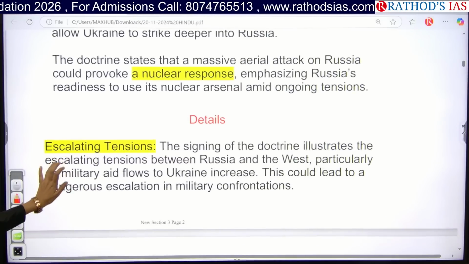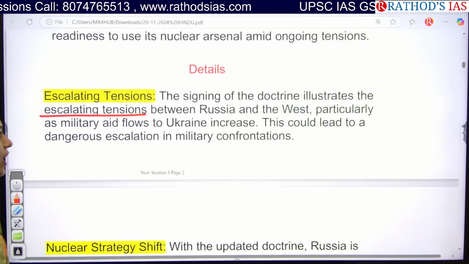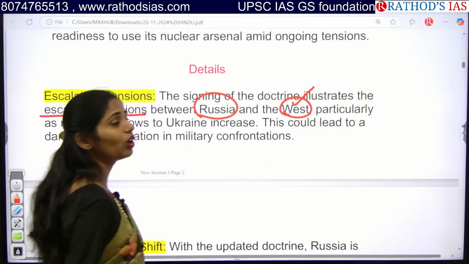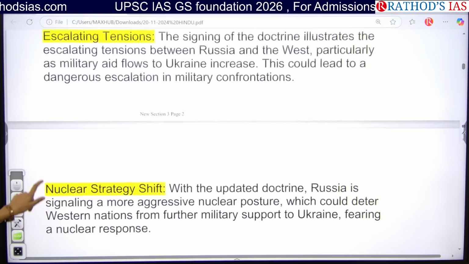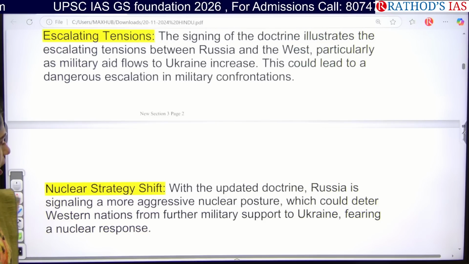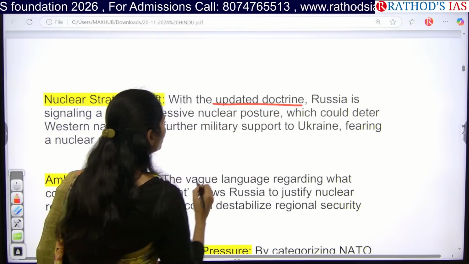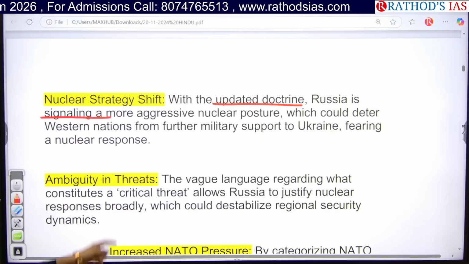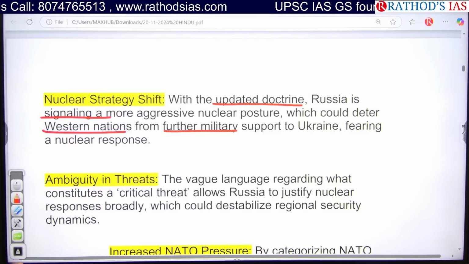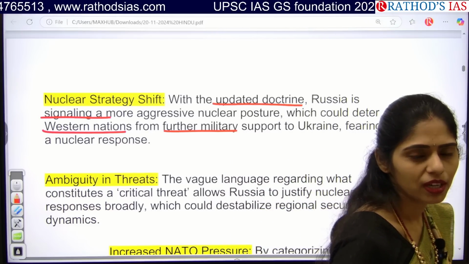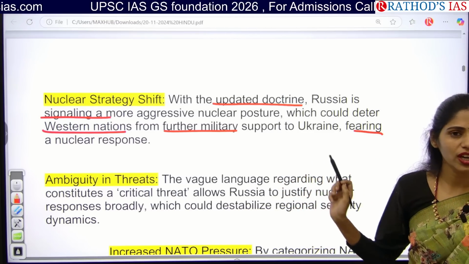Okay, now let us see each and every point clearly. The signing of this doctrine illustrates that there is increasing tension between Russia and the West. Especially, Russia is focusing on Western nuclear-powered countries which are supporting Ukraine in this war. Next, this will lead to dangerous escalation, even military confrontation, and that may also lead to nuclear war. Next important one: with the updated nuclear doctrine, Russia is signaling a more aggressive nuclear posture, which could deter Western nations from further military support to Ukraine. Whenever Russia declares this kind of doctrine, it will try to stop the assistance provided to Ukraine by Western countries, because they will fear a nuclear response from Russia.